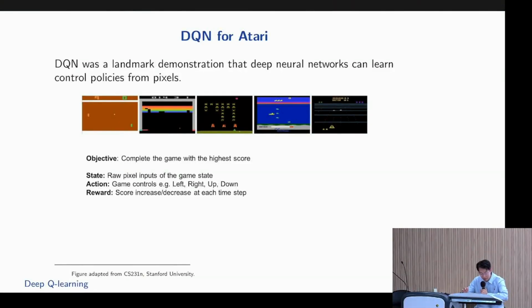So you can apply this for playing Atari games or anything that has high dimensional state space. Here the objective is to complete the game with the highest score. Some of the games are never ending, some of the games are ending. The input are the raw pixels from the game state, and actions are game controls like move left, right, up, down, fire missile, things like this.